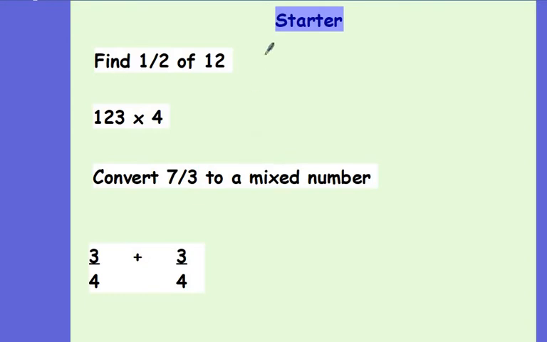Let's run through the answers, shall we? So to work out half of 12, we need to do 12 divided by 2, which gives me 6. 123 times 4, I'll do a quick sum. 3 times 4 gives me 12. 2 times 4 is 8, plus 1 is 9. 1 times 4 is 4, so 492 is the answer to that one.